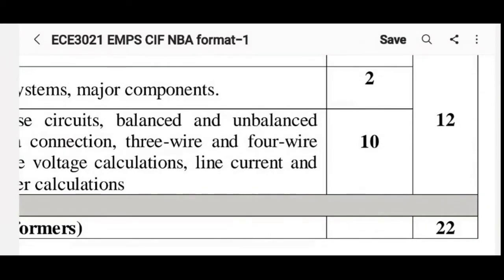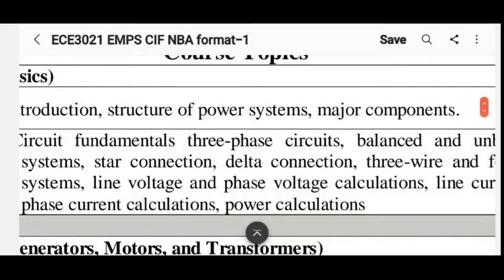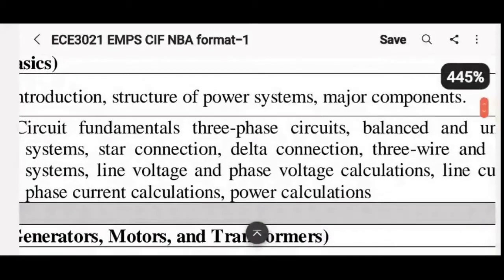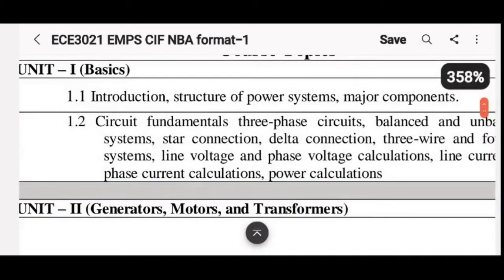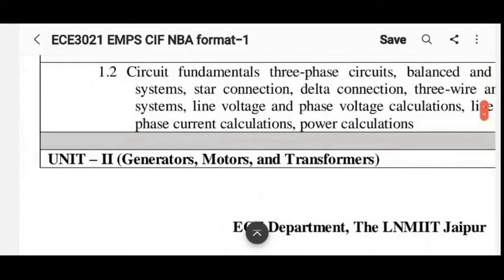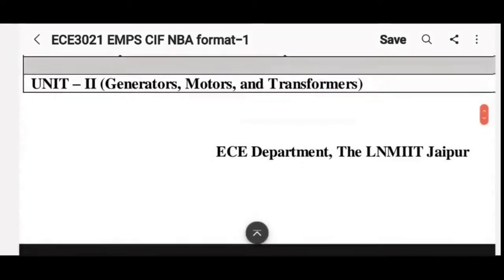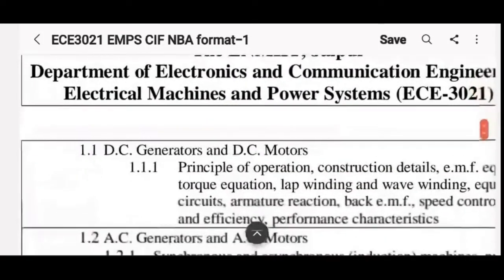In fact, it will be a little more than 10, 12 lectures because initially I'll talk about the power system also, at least in a broader context. So 10 to 12 lectures will be required for unit 1. And then here we show generators and motors and transformers together as unit 2, but unfortunately unit 2 will not be fully completed before midterm.